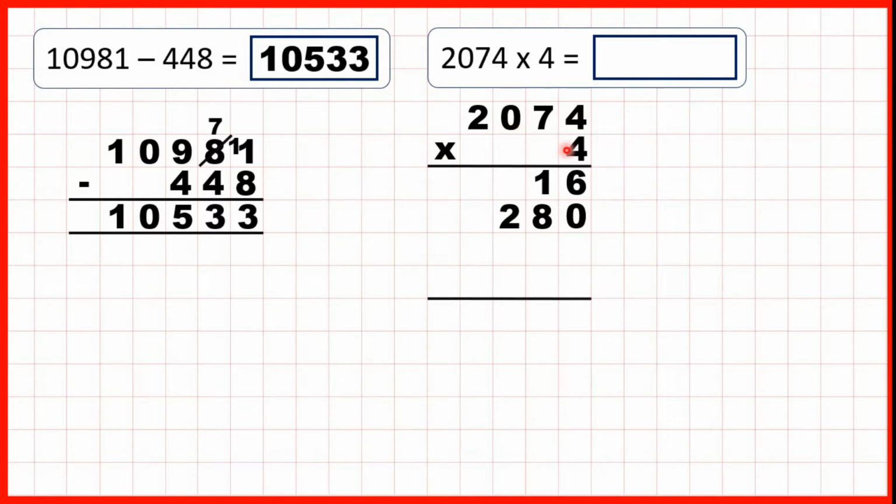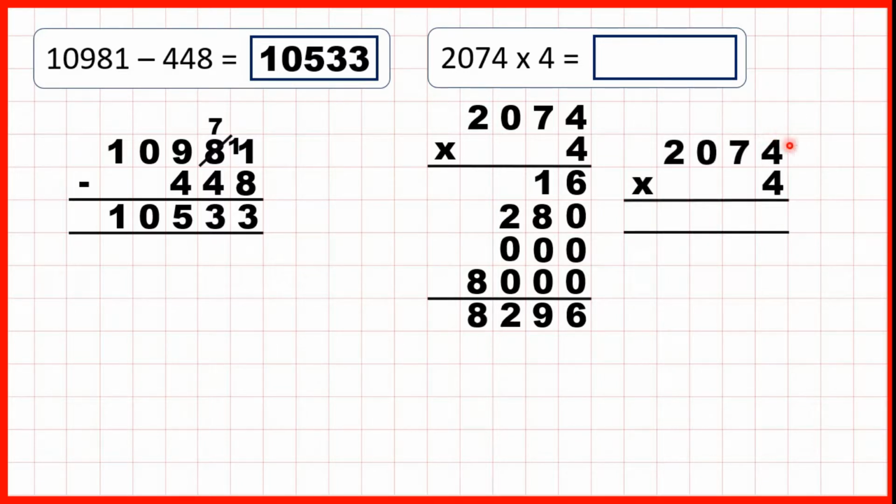Now, before we do 0 times 4, this 0 is in our hundreds place, which means we need 2 zeros in our tens and in our ones. And now 0 times 4 is 0. Now this 2 is in our thousands place, which means we need 3 zeros. We need zeros in our hundreds, tens and ones before we multiply the thousands. Now 2 times 4 is 8, and we can add up our answer lines to get our answer.